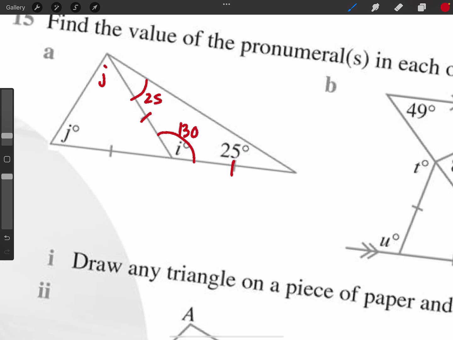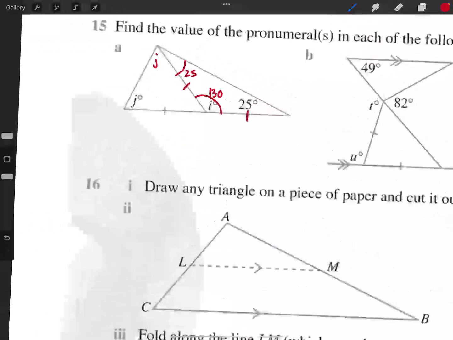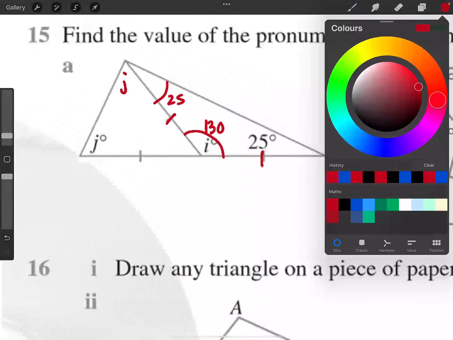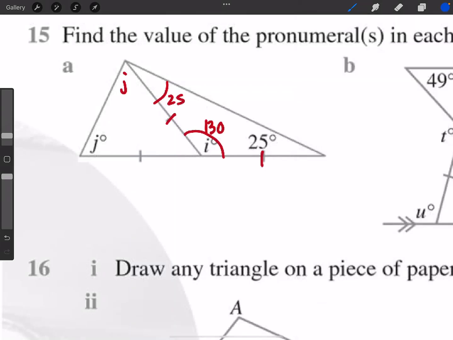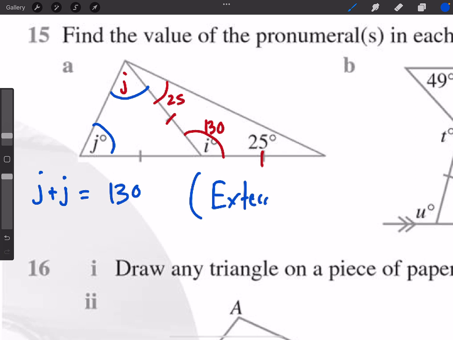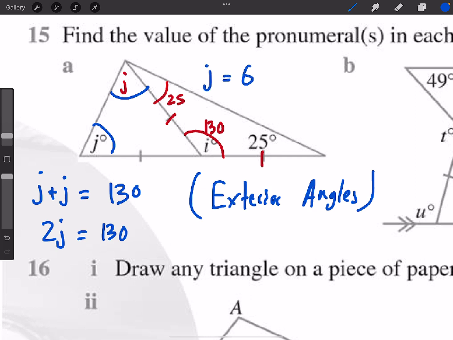If that's 130 degrees, then what are these two angles? J plus J. So J plus J is equal to 130 degrees. Remember, this is called exterior angles. Okay, so that's 2J. So 2J is equal to 130. 130 divided by 2. So J is equal to 65 degrees. Done.